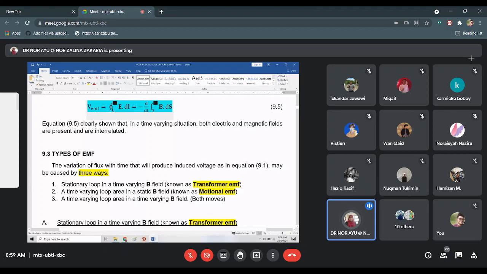First one, static loop: we will get a transformer EMF. The second one, where the loop moves and the magnetic field is static, we call the motional EMF. And the third one is where both are moving, so we have a moving loop and a moving magnetic field.